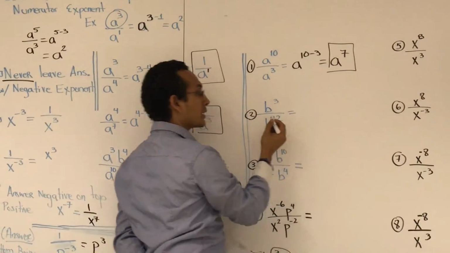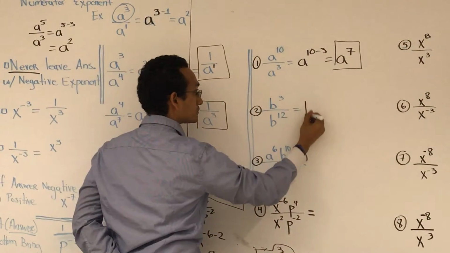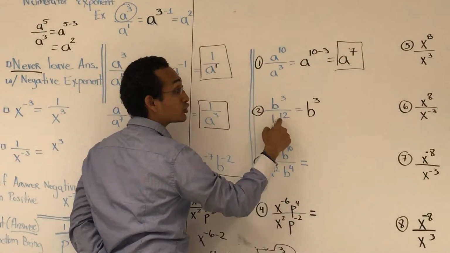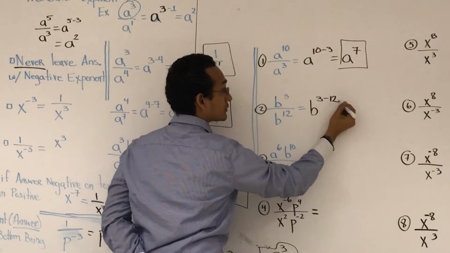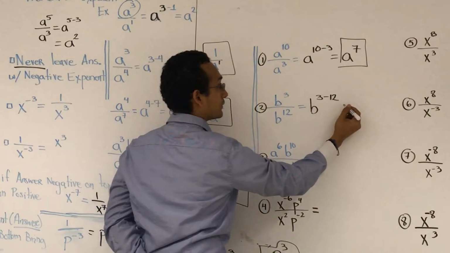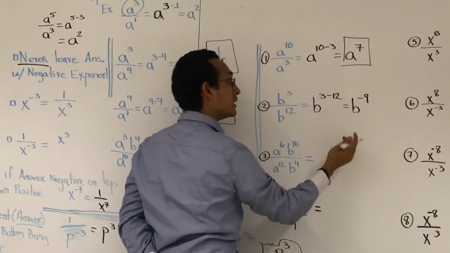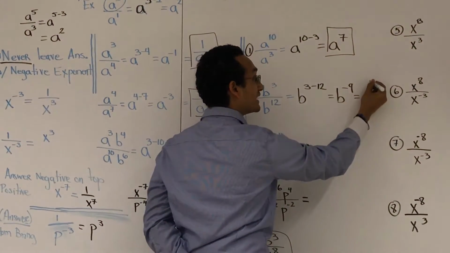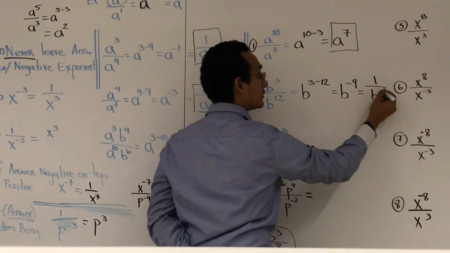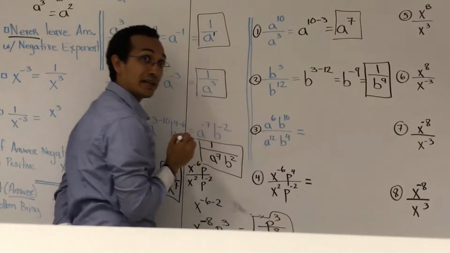How about here? Same concept. Copy paste the top. B, subtract the denominator, right? So minus 12. What is 3 minus 12? Negative 9. B to the minus 9. 1 over 4, it's negative, right? So I have to change it positive, right? So I bring it down positive. B to the 9th power, right? And this will be my final answer.